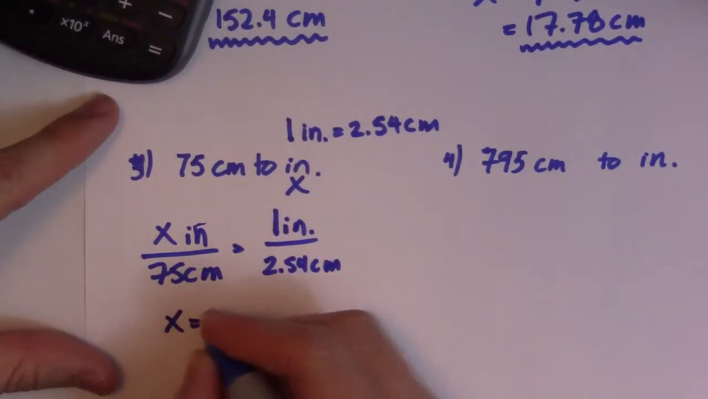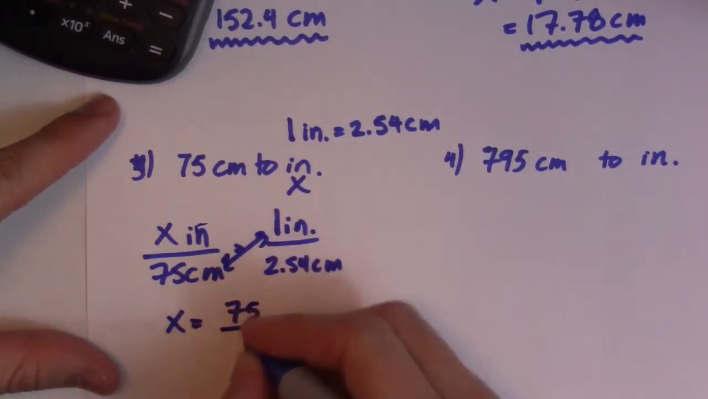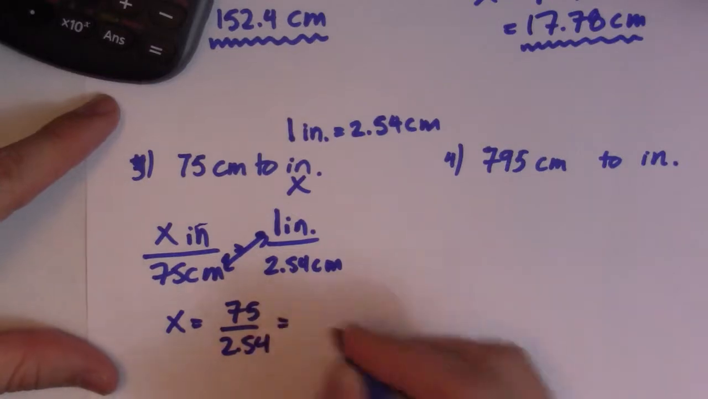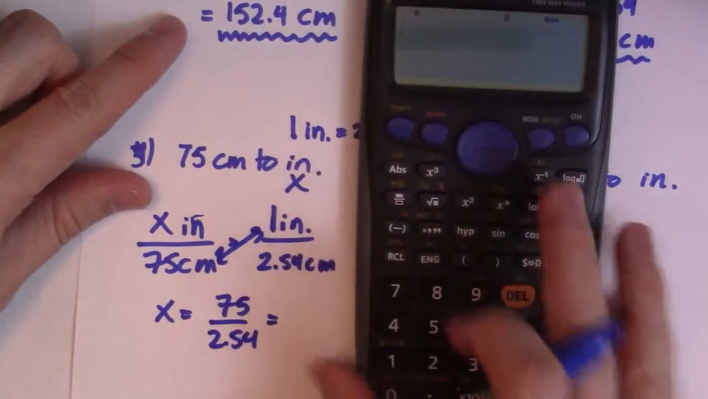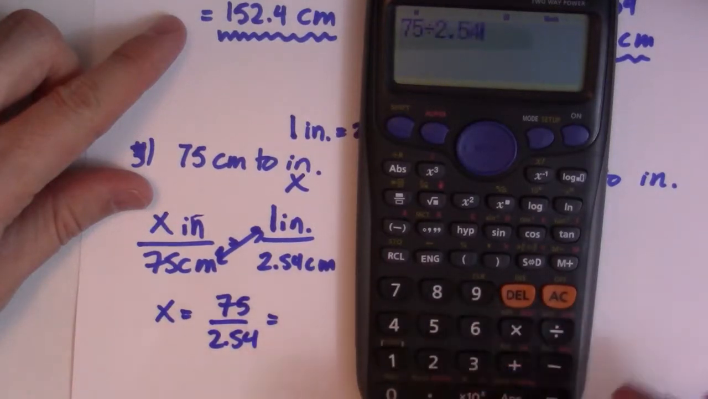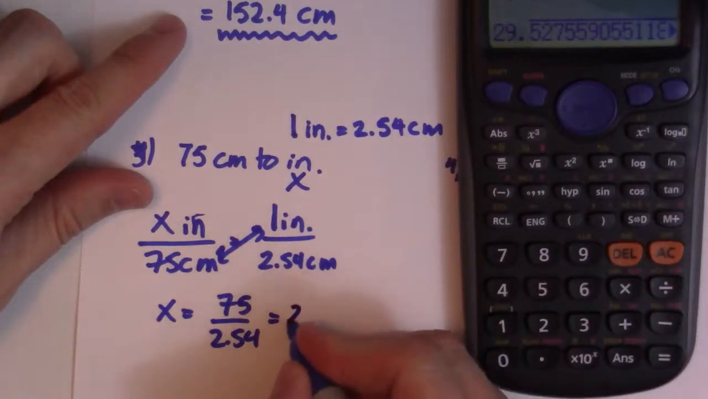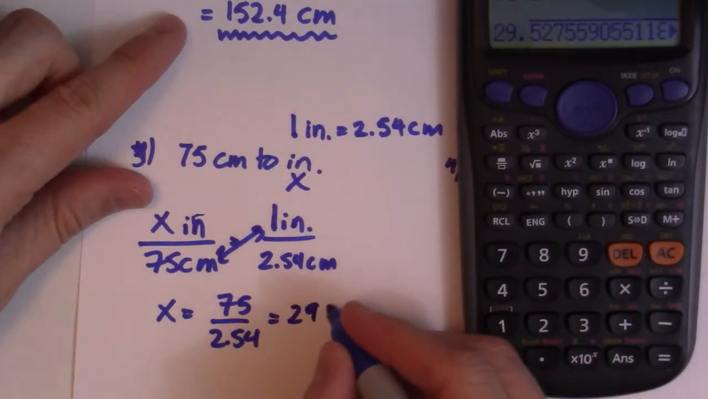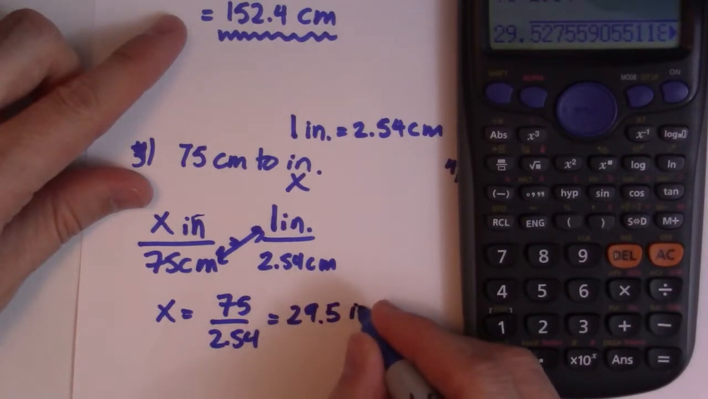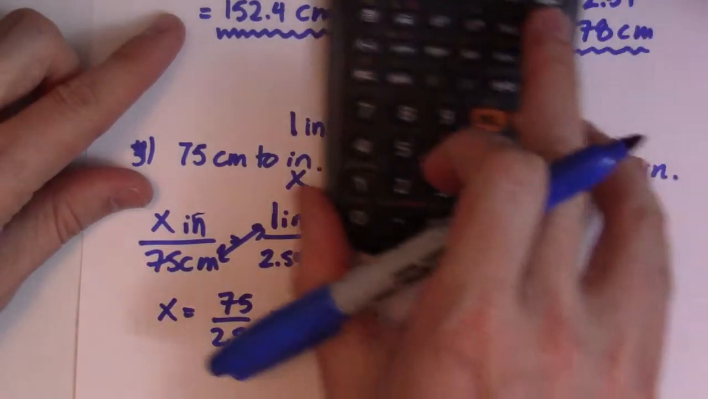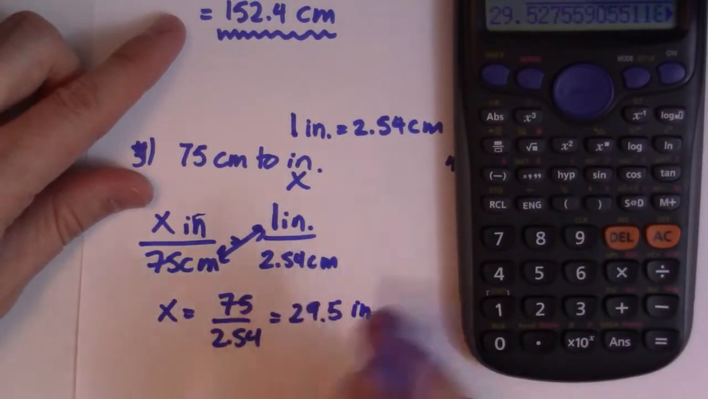Then I end up just multiplying these two. That means I get 75 divided by 2.54. 75 divided by 2.54 is 29 point, a long repeating decimal. I'm just going to call it 29.5 inches. There it is. All right, let's try another one. Again, always do a quick check: inches, inches, centimeters, centimeters on the bottom.